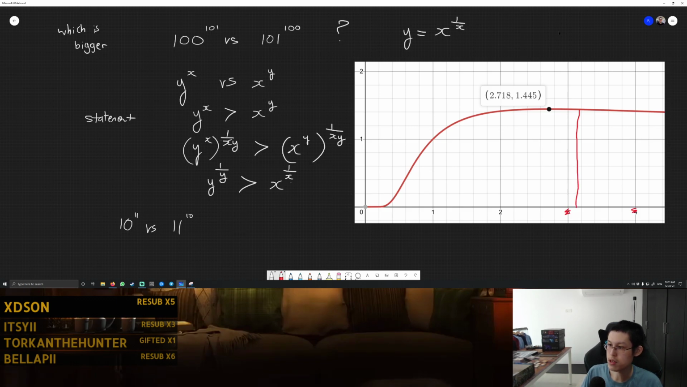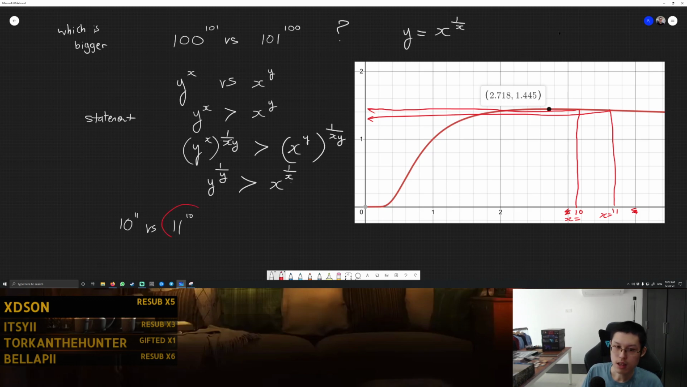Just ignore these values here. We know that this is going to stretch out to infinity. So maybe 10 is here, and then maybe 11 is here, right? So this is when x is equal to 10. This is when x is equal to 11. So when x is equal to 10, we're going to get some value here. When x is equal to 11, we're going to get some value that is lower.